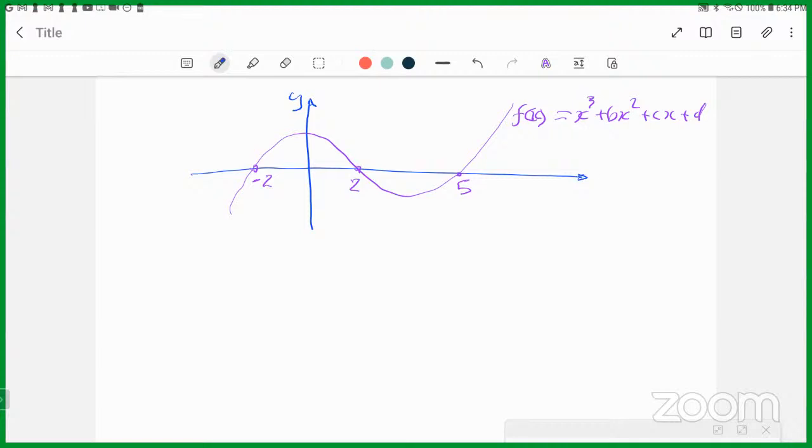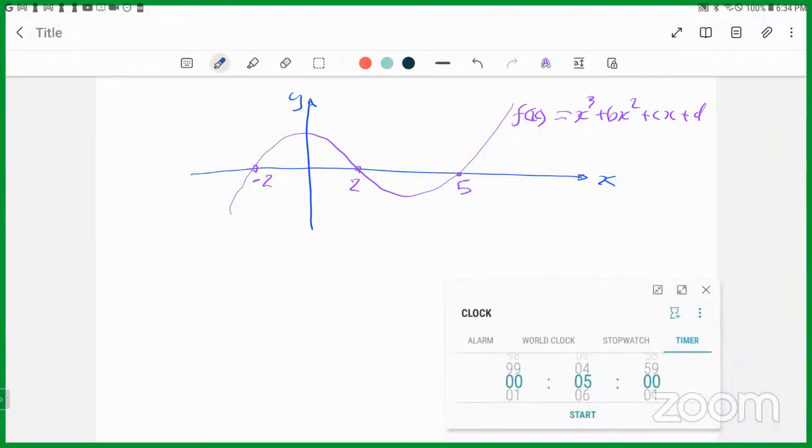Come, give me that sketch of that function. It crosses the x-axis at negative 2, 2, and 5. Find the values of b, c, and d. All right, 5 minutes for this one. You don't even need 5 minutes, but still, go on.